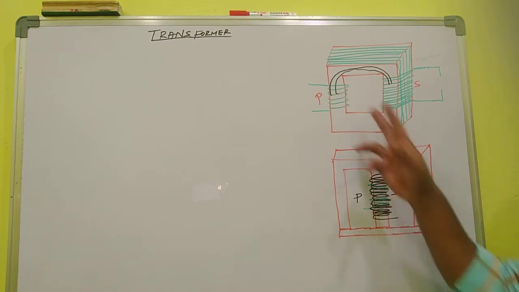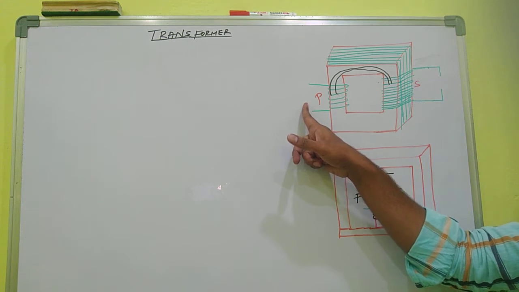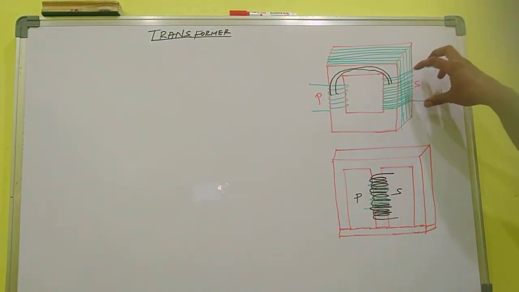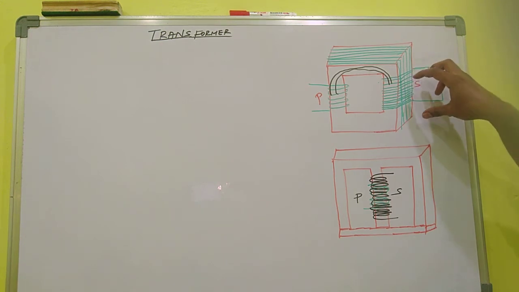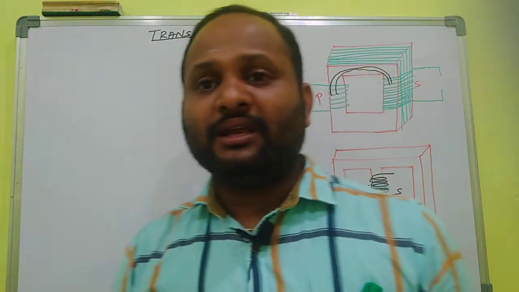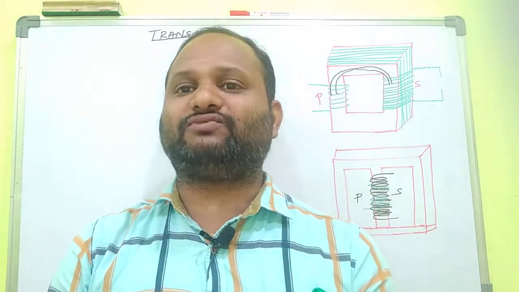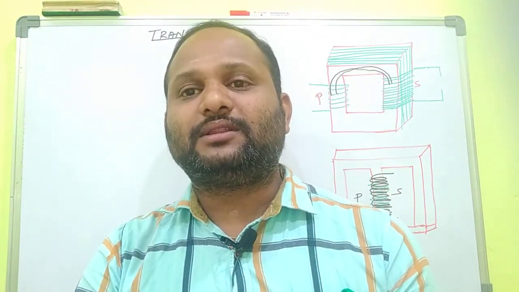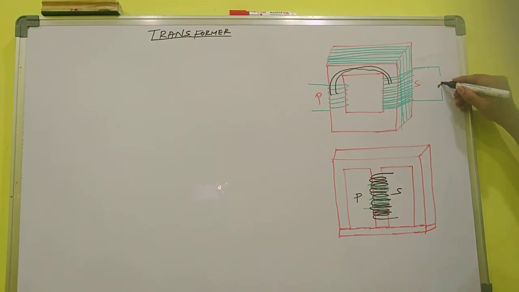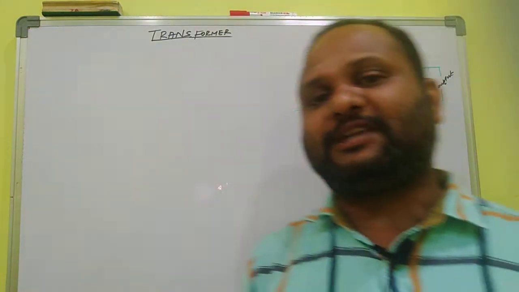So there are two EMFs here. Applying some voltage, some voltage is coming out. What is the value of this output voltage? Is it an increase or a decrease? It depends upon the number of turns. If the number of turns in the secondary is large compared with the primary, the output voltage is greater than the input voltage. That type of transformer is called a step-up transformer.